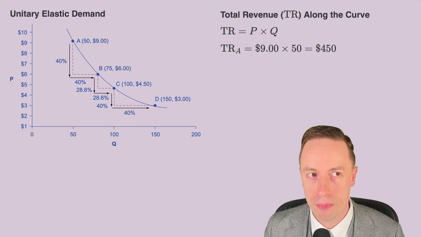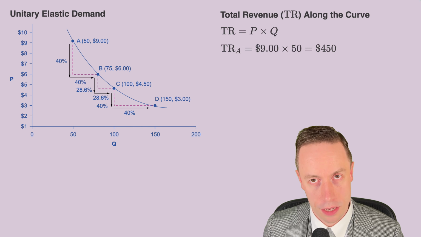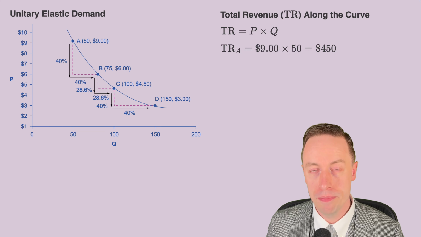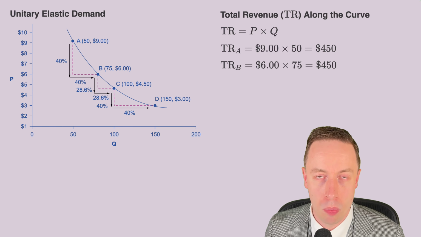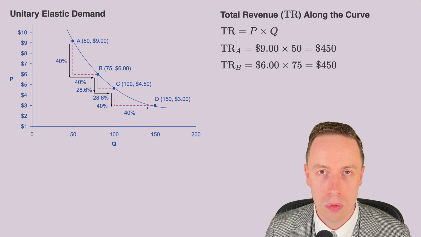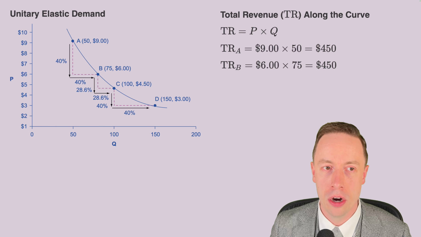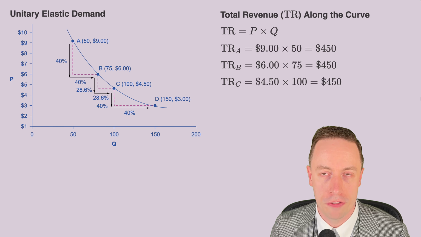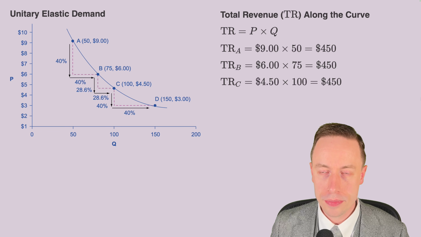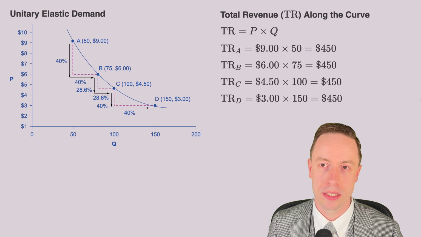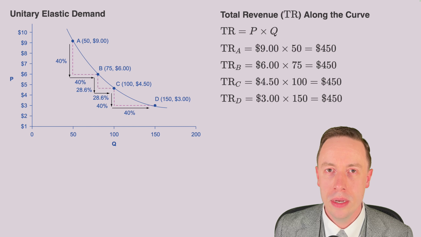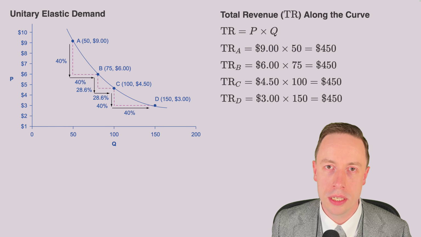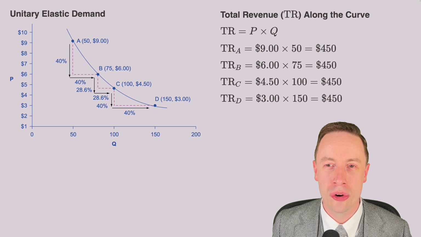Advance to point B. More units are being sold at 75, but the price is lower, only $6. However, since the elasticity is equal to the number 1, we already know how this is going to work out. Once again, $450 on the nose. Point C, very easy to see, 100 units, $4.50 each, $450. And of course, finally, point D, giving us the same result. And that's our first application of combining the concept of price elasticity of demand with revenue.